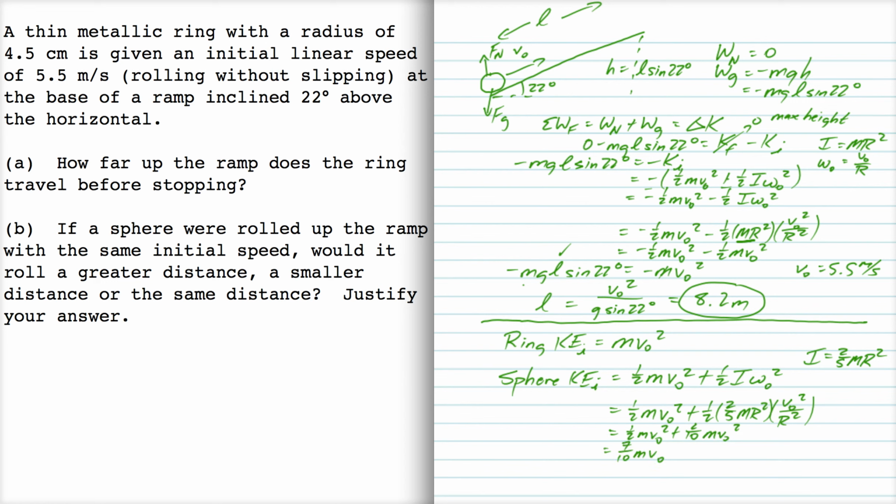So this becomes 1/2 m v0 squared plus 2/10 m v0 squared, or 7/10 m v0 squared. Now, if I compare the ring's kinetic energy to the sphere's initial kinetic energy, it's clear that the ring has more kinetic energy. So the ring has more initial kinetic energy, and so it goes further up the ramp, because gravity can do more work on the ring. Okay?